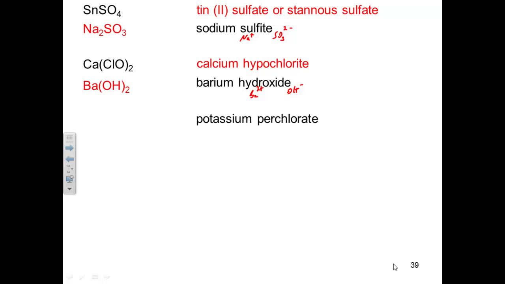Potassium perchlorate. Well, we know potassium is +1. Perchlorate is ClO4 minus. They're both 1 to 1, so I just need to write that out. Potassium, ClO4 minus. KClO4, potassium perchlorate.